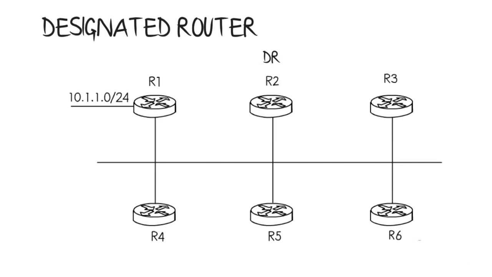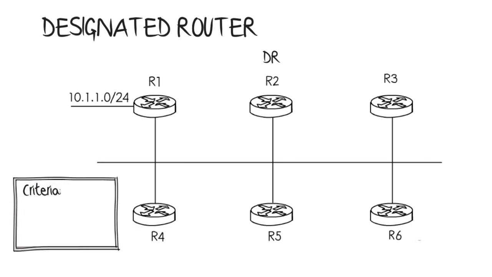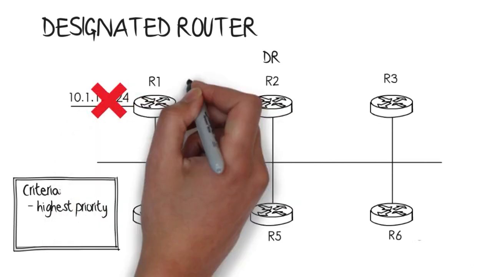So let's assume that R2 was elected as a designated router. Designated routers are selected on 2 criteria. The first one is highest priority. You can specify the priority on an interface. The default priority is 1. 0 excludes a router from becoming a designated router or backup designated router. The values for the priority are from 1 to 255. So the first criteria is highest priority. If the priorities are the same, then the router with the highest router ID is elected as the designated router for that segment.